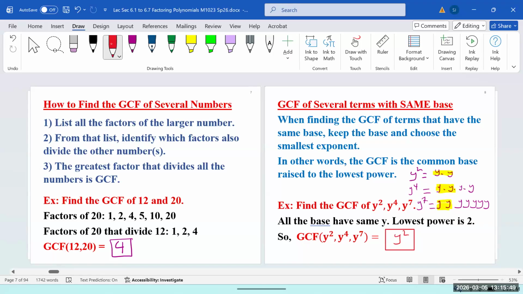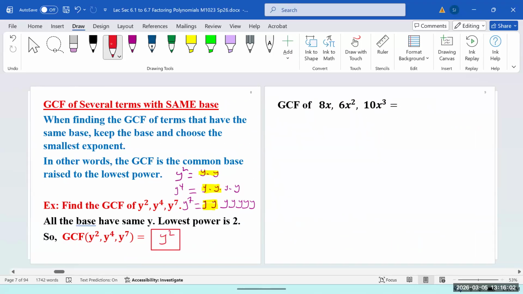Any question? Was any step unclear or confusing? Well, then test yourself. Find out the GCF in 8x, 6x squared, and 10x cubed. Basically, they are saying do the same thing twice, one for the number, one for the variable, and then at the end combine the results. So go ahead and figure it out.